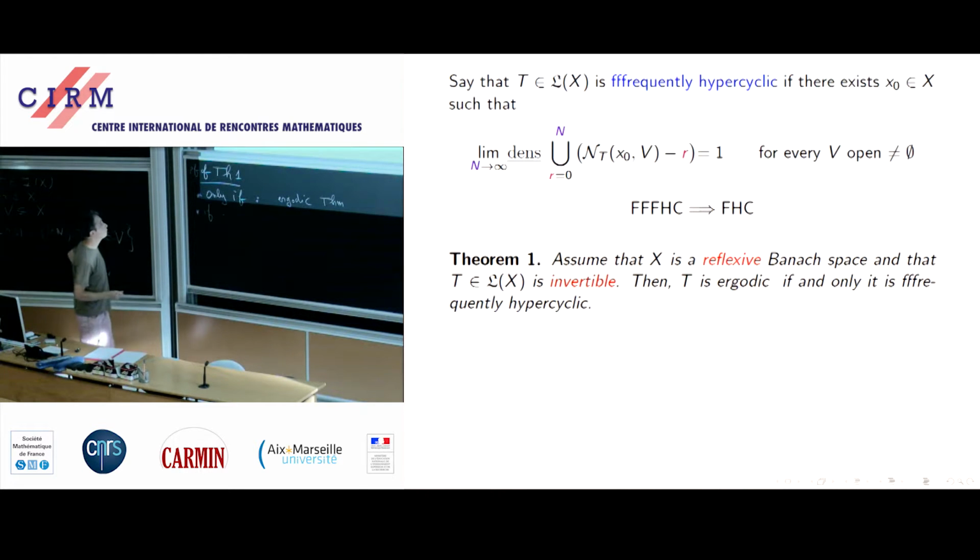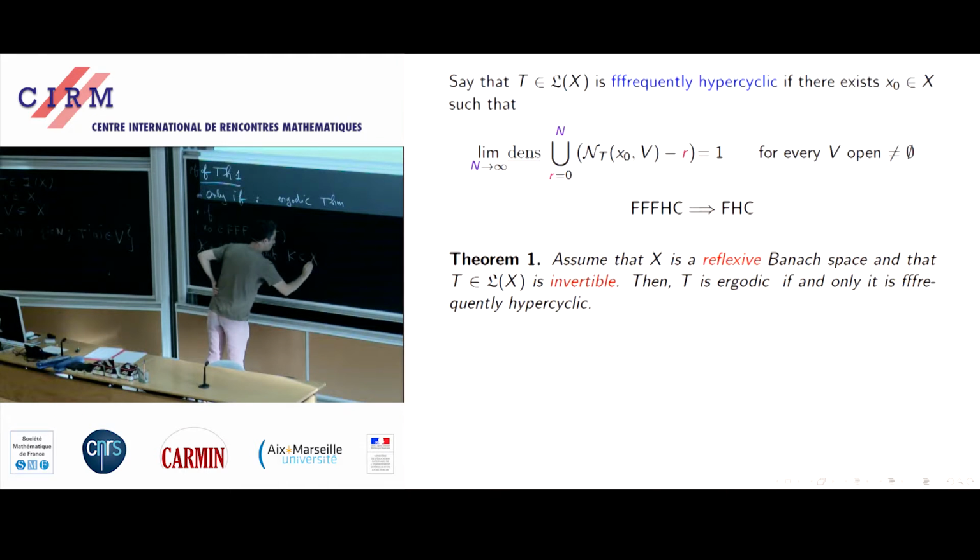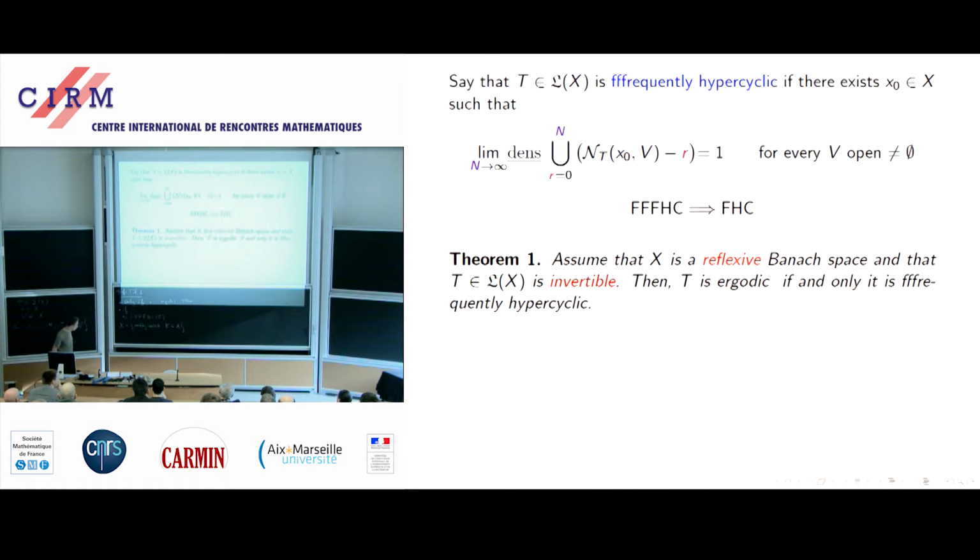So you have your point here, which is an FHC point for T. And I have to introduce some notation. I will denote by K the family of all weakly compact subsets of X. Since you are on a reflexive space, you know that you have a lot of such sets.